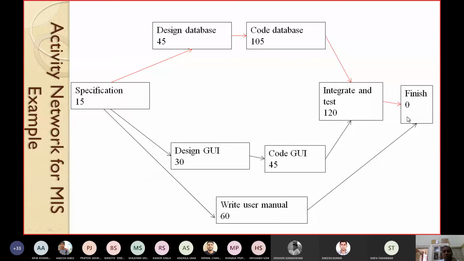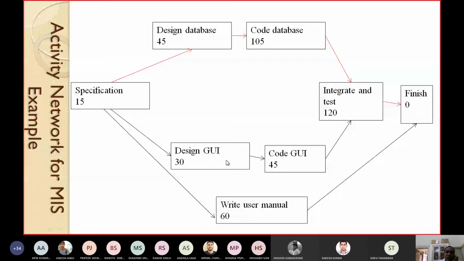Normally try to put one start node and one finish node. So here is the start node, the specification node, and this is the finish node. You can actually traverse back. In order to find the dependency, you can see the arrowhead towards integrate. This says that integrate and test depends on code database. You have to go backward. Similarly, integrate and test depends on code GUI. Code database depends on design database. Code GUI depends on design GUI.